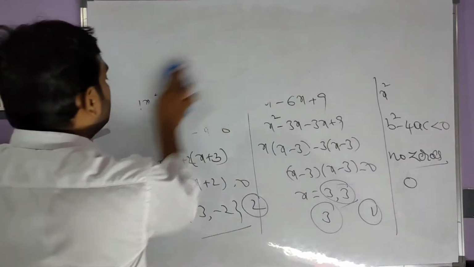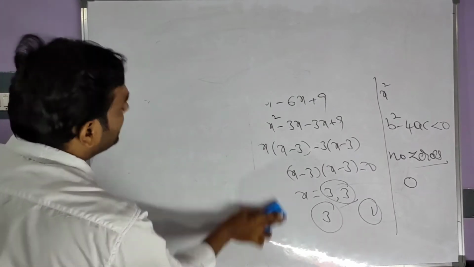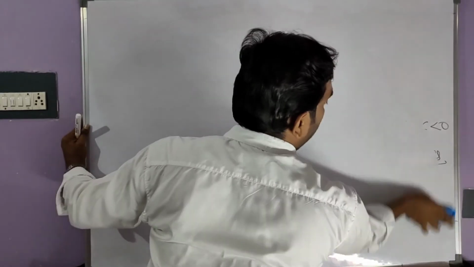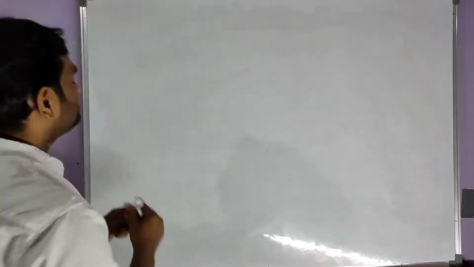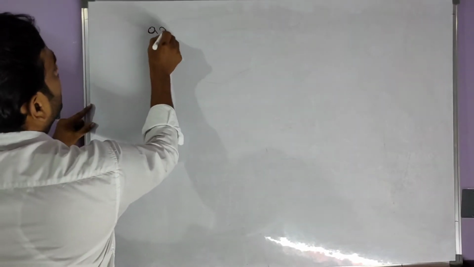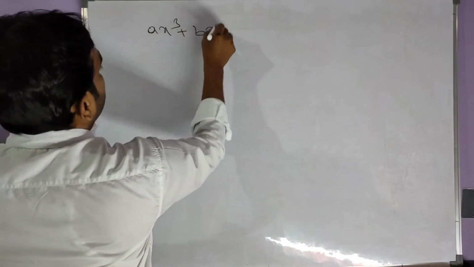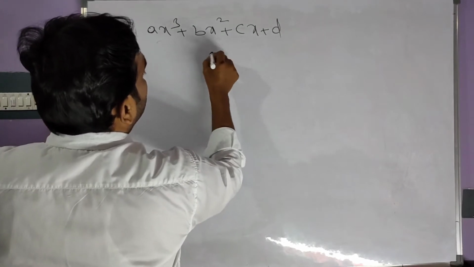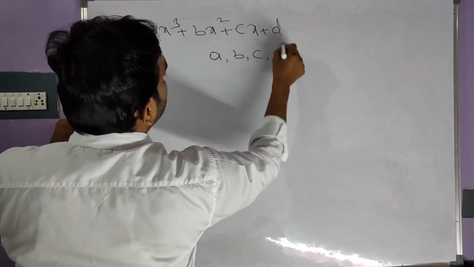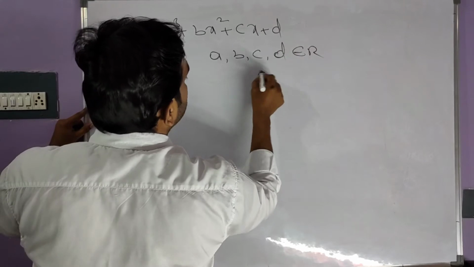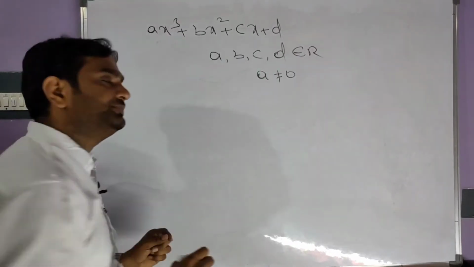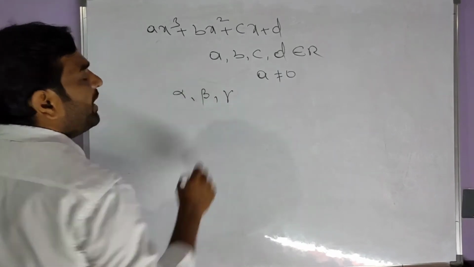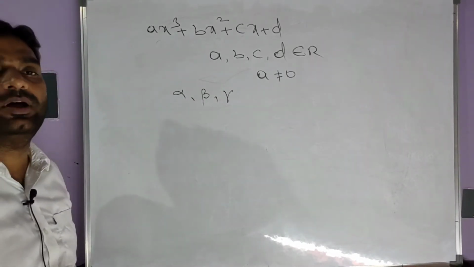In cubic polynomial, let's take alpha, beta, gamma are the zeros. Let's take any cubic polynomial: ax cube plus bx square plus cx plus d. Here a, b, c, d belong to real numbers and a is not equal to 0. Alpha, beta, gamma are the zeros of that cubic polynomial.